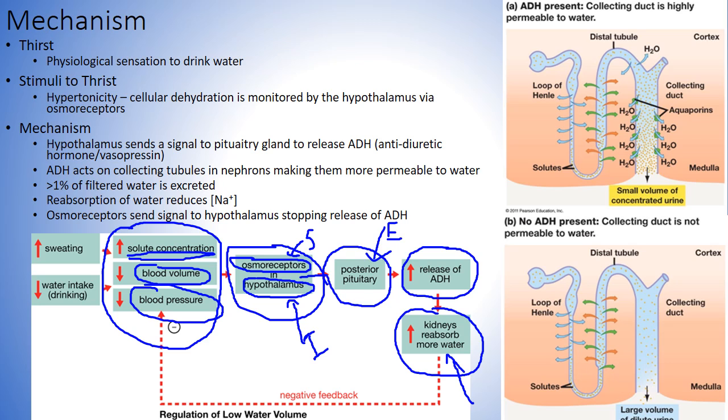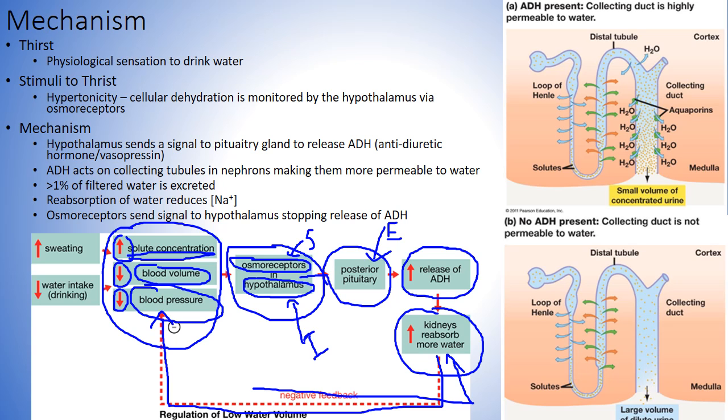Hopefully, this increase in water reabsorption will give us an increase in blood volume, an increase in blood pressure, and a decrease in solute concentration. So whatever the response is, it's going to be the opposite of what the actual stimulus is. Instead of a decrease in blood pressure, we'll see an increase in blood pressure. Instead of a decrease in blood volume, we'll see an increase in blood volume. And instead of an increase in solute concentration, we'll see a decrease in solute concentration. This response will act negatively on all three of these things.